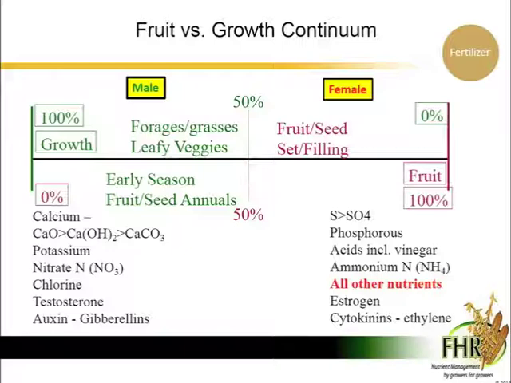The next phase, you get 50% past that, you get to female. You're getting fruiting, seed set, and filling. And that basically comes down to your sulfur, your SO4, your phosphorus, acids, vinegars, ammonia, generally all your other elements that are there, estrogen, cytokinins, and ethylene.